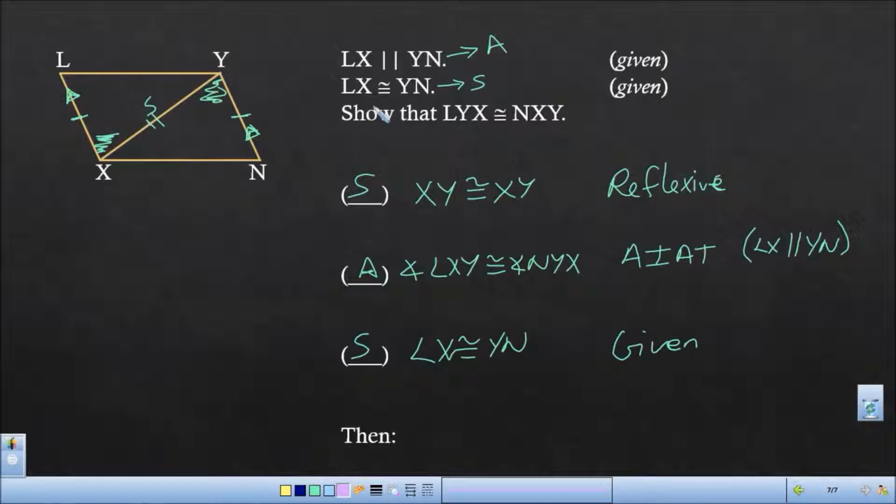There, whoops, too many undos. All right, so this means that triangle LYX is congruent to triangle NXY. Sorry, try that again. NXY by side, angle, side, triangle congruence.